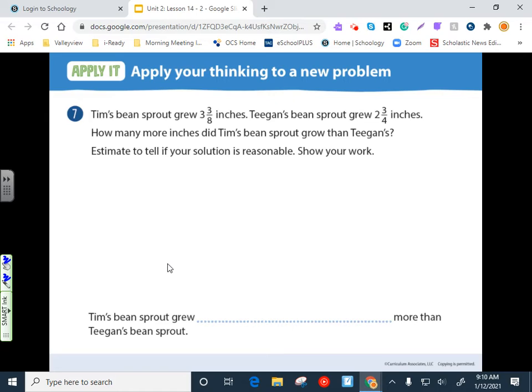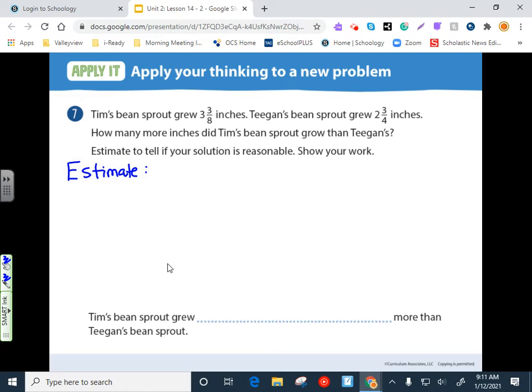Okay. Tim's bean sprout grew 3 3/8 inches. Tegan's bean sprout grew 2 3/4 inches. How many more inches did Tim's bean sprout grow than Tegan's? Estimate to tell if your solution is reasonable. Show your work. Well, again, let's estimate first. So I'll designate that right up here.